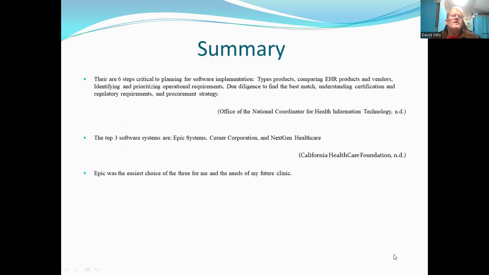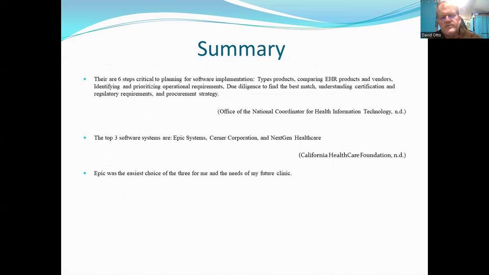So in summary, there are 6 steps critical to planning for software implementation, ranging from types of products, comparing the EHR products and its vendors, identifying and prioritizing operational requirements, doing the due diligence to find the best match, understanding certification and regulatory requirements and procurement strategies. And again, all of these points are well referenced, not only with these in-slide citations, but also we'll see on the next slides the references to all of these points that are being made.